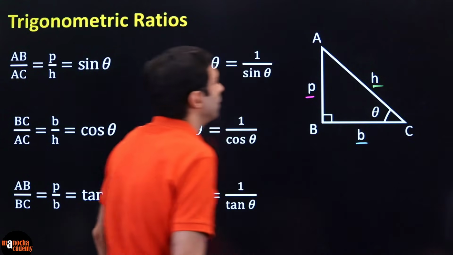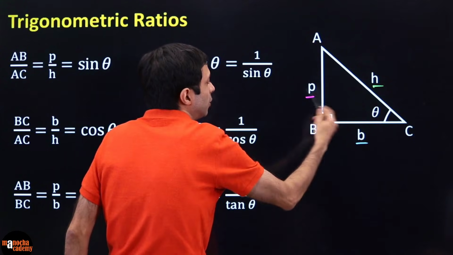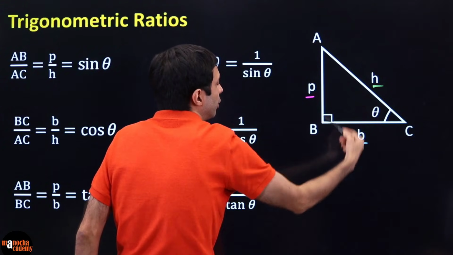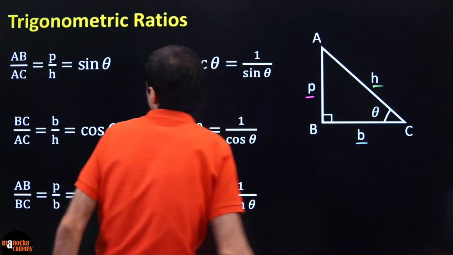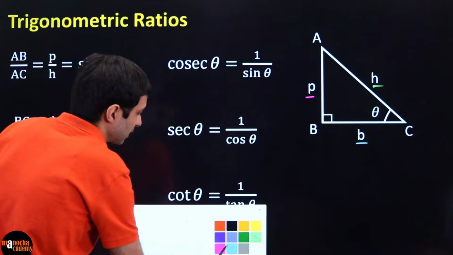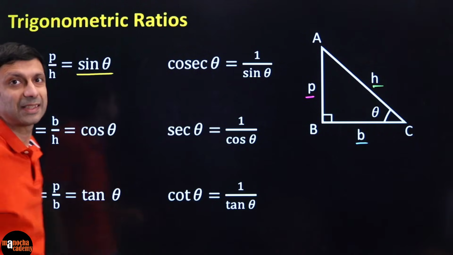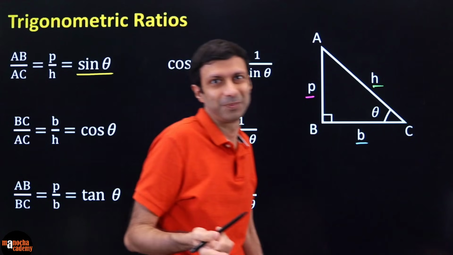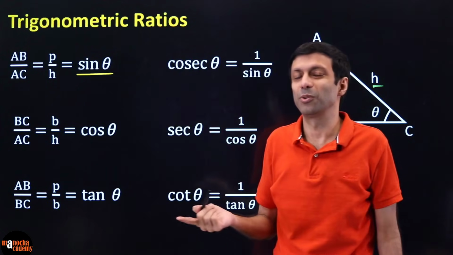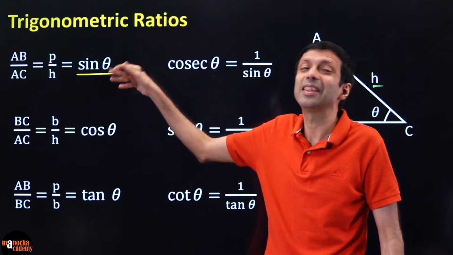Now, if you take the ratio of the perpendicular, the side opposite to theta, and the hypotenuse, the side opposite to the 90 degrees, that ratio, perpendicular by hypotenuse, or in this triangle, AB by AC, is known as sine theta. This is not pronounced sin theta, it is pronounced as sine theta. So it's not like some sin or crime you're committing, it's called sine theta.